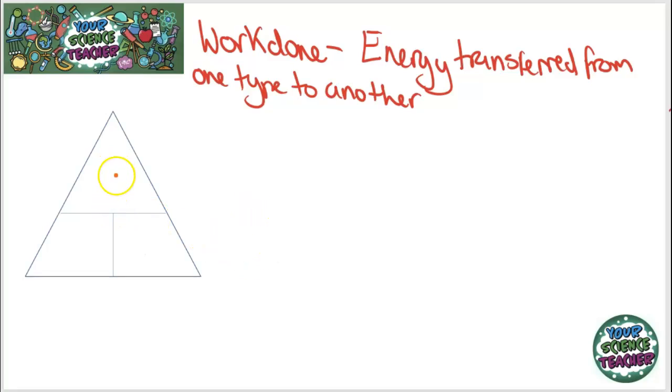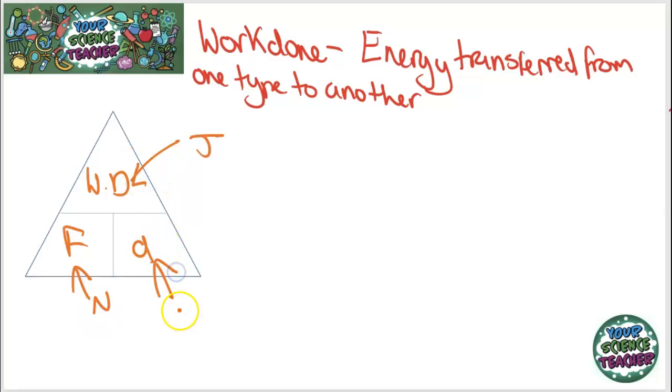When energy is transferred from one store to another, we say that work has been done. To calculate the work done on an object when a force moves it, you can use the equation work done equals force times distance. Now, work done is sometimes called energy transferred as well. So this has the units joules, force has the units newtons, and distance has the units meters.